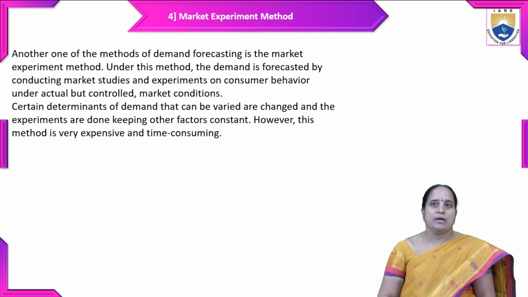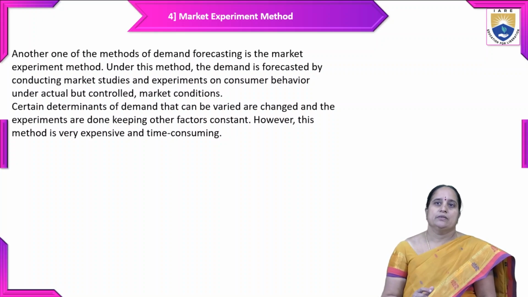And the fourth one is the market experiment method. So another method is the experiment method. In this method, the demand is forecasted by conducting market studies and experiments on consumer behavior under actual but controlled market conditions. Certain determinants of demand that can be varied are changed, and the experiments are done keeping other factors constant. This method is very expensive and time consuming.